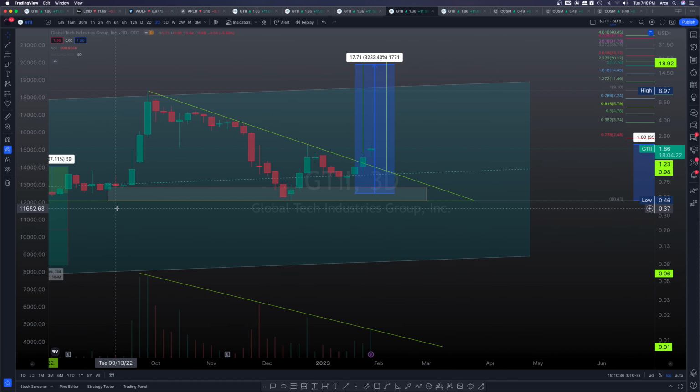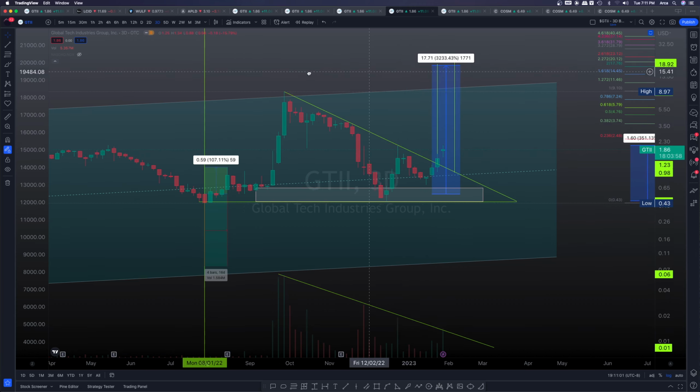Okay, so we do have that support touch number 1. We have support touch number 2 right here, which confirms the formation itself. And we now have all of the tests fulfilled. So we're looking at 4 tests of the resistance: 3 as part of the golden rule of 3, and the 4th for the breakout. 1, 2, 3, and 4 breakout. Okay, things are looking very good.